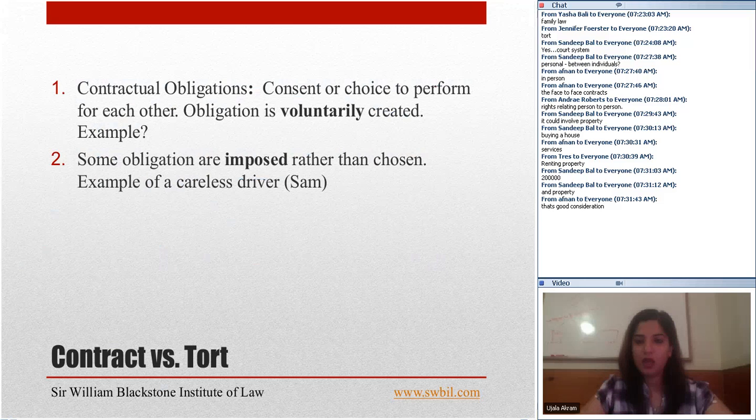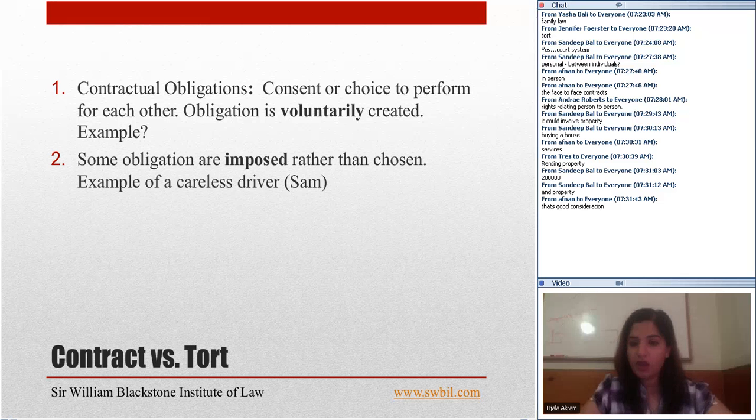Now, during your course of study of contract law, you are going to come across complications where the law of torts overlaps with contract law, and you need to know the difference between contract law and tort. Contractual obligations are by way of consent or choice to perform for each other, and the obligation is voluntary. It's voluntarily created.